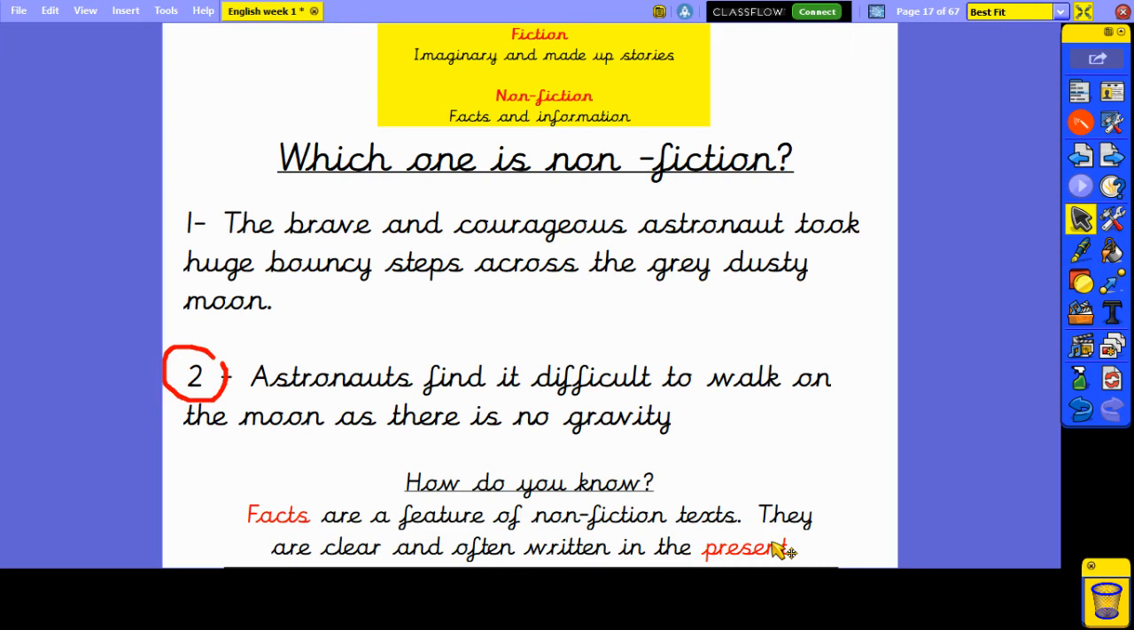Astronauts find it difficult to walk on the moon as there is no gravity. That's a fact. Sentence number 1. The brave and courageous astronaut took huge bouncy steps across the grey, dusty moon. It's a description of what's already happened.